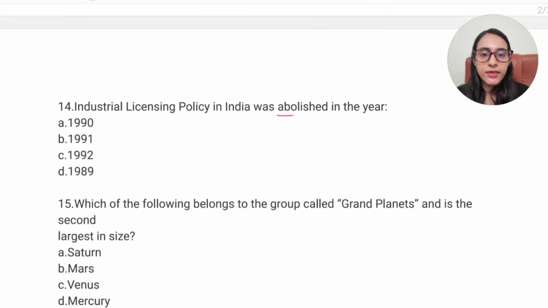Industrial licensing policy in India was abolished in the year 1991 as a part of economic liberalization reforms. So the answer is 1991.